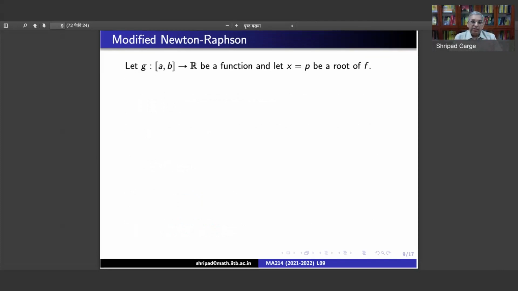So let me just repeat what we say about the multiplicity. Whenever we have this function g from [a,b] to R, and suppose x equal to p is a root, that means it's a solution to g(x) equal to 0.